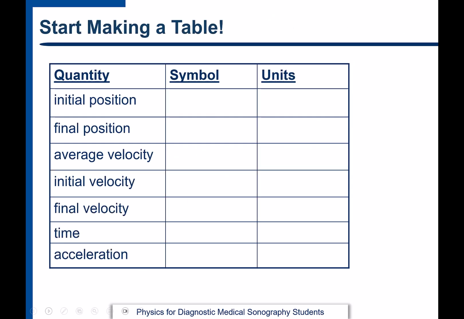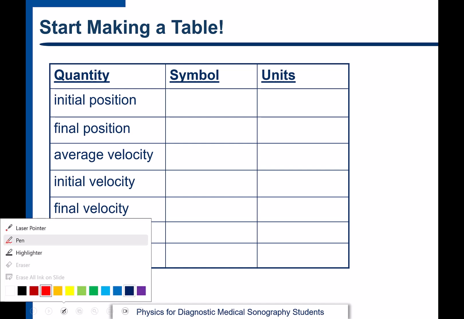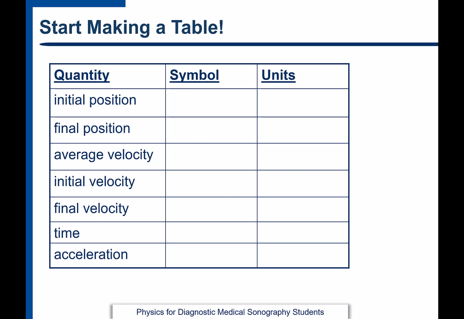One of the things that you're going to want to do is start making a table, because one of the things that's always challenging about learning physics is there's so many symbols and they're different units, and we've got to understand how the quantity and the symbol and the units all relate. So up to this point in the course, we've had initial position. Remember, that's x naught because naught means initial.